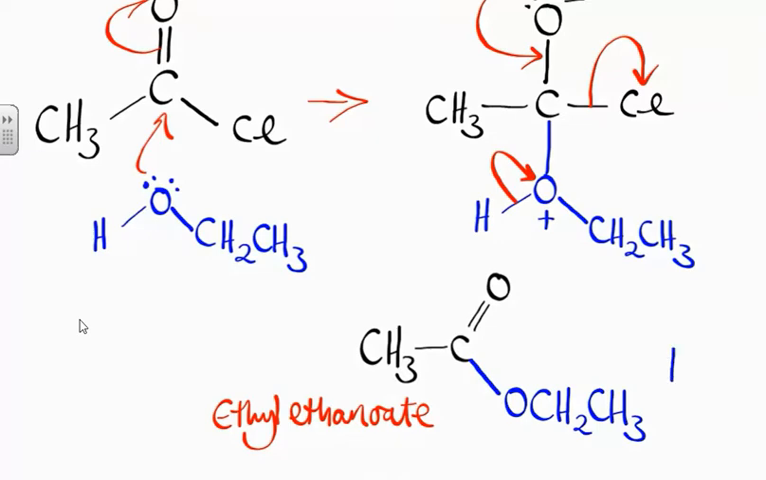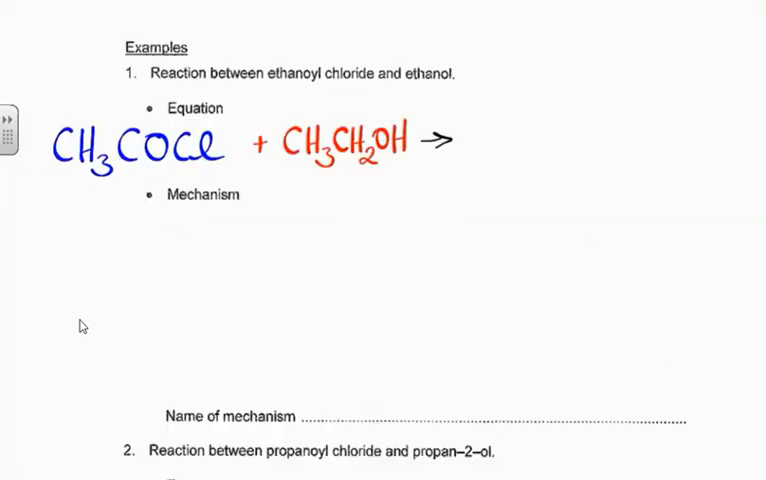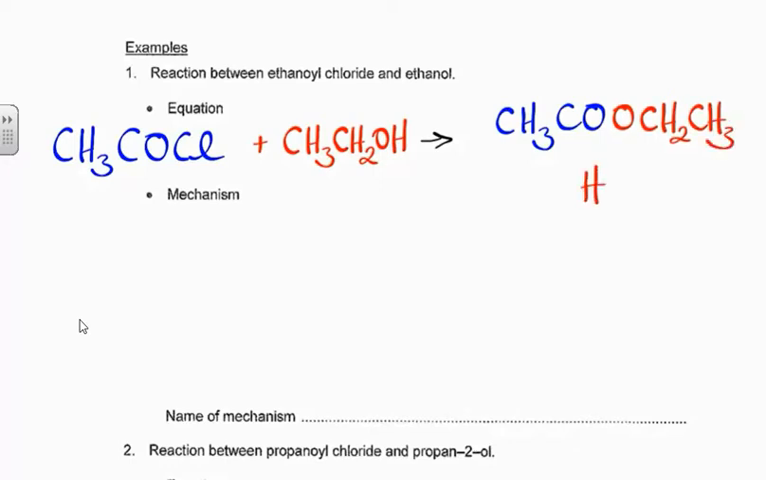And again, the other product, just HCl. What does a balanced equation look like? Well, again, I've done it in colour so you can see which bit is coming from where. There's our ethyl ethanoate in addition to the HCl.